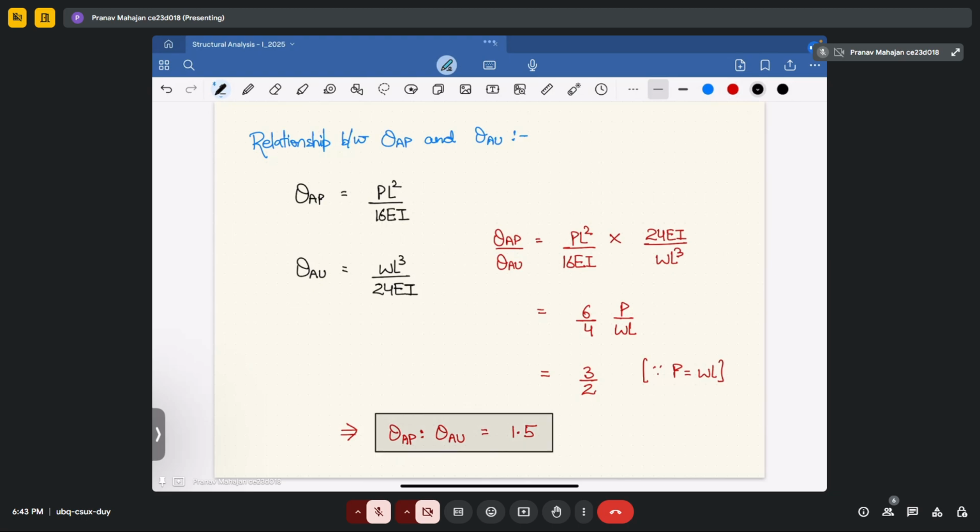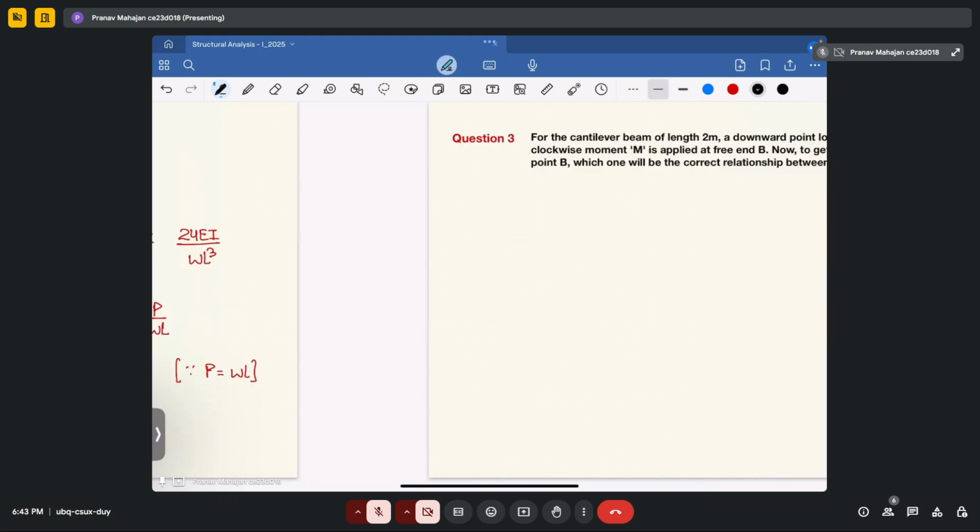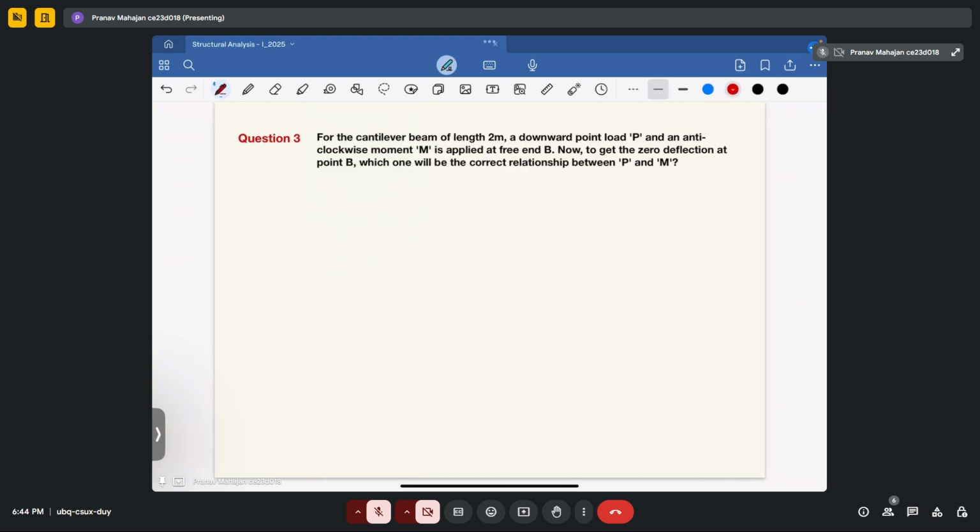So we have solved the first problem. So now let's move to the second problem. In the next question, it is telling you for a cantilever beam of length 2 meter, a downward load P and an anti-clockwise moment M is applied at the free end B. So first draw this.